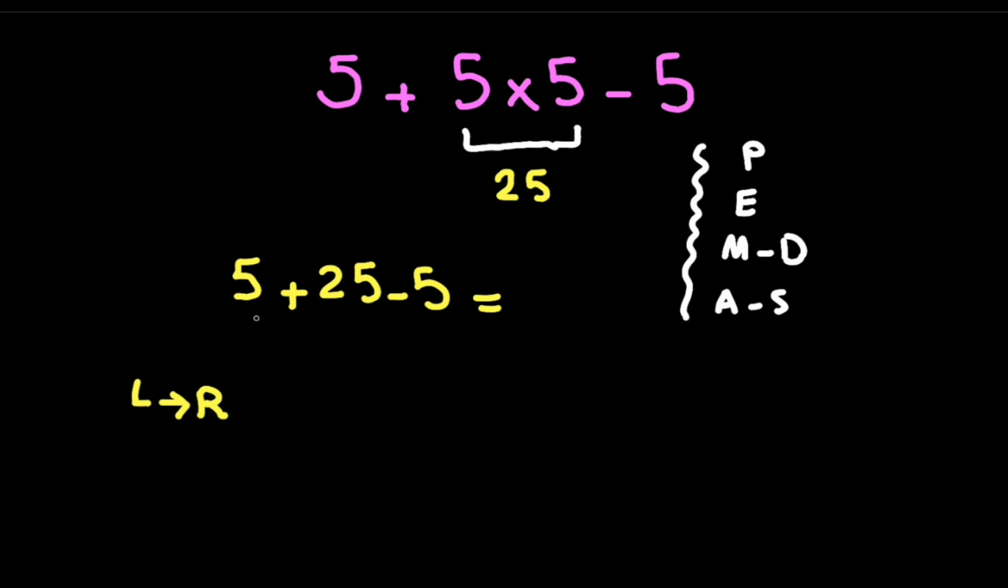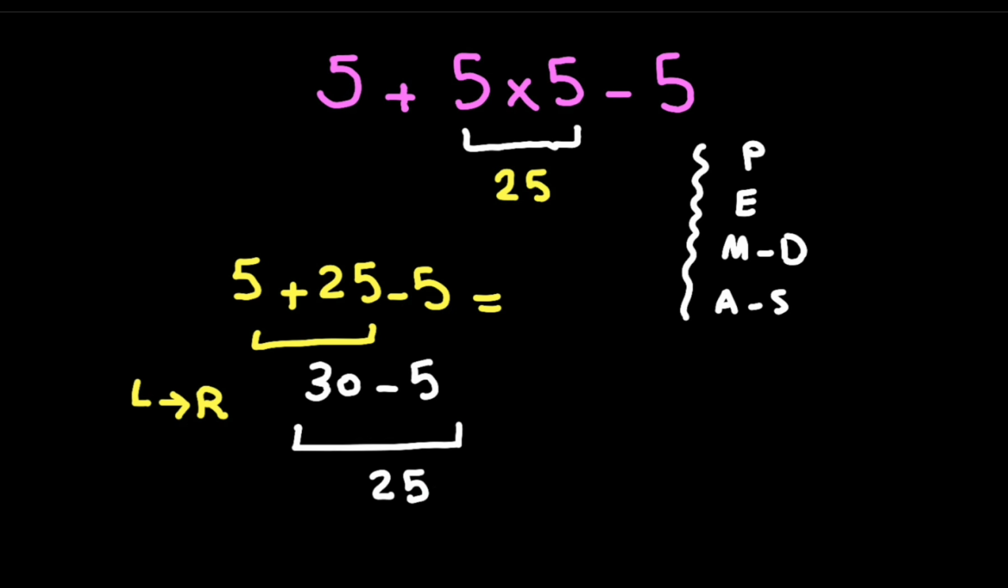Now 5 plus 25 gives us 30, and 30 minus 5 gives us 25. The final answer is 25.